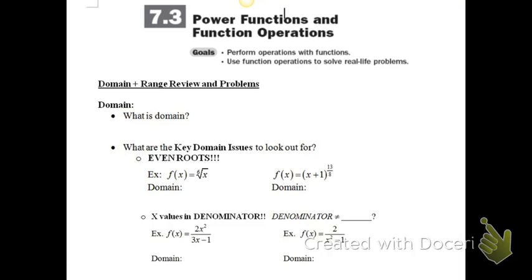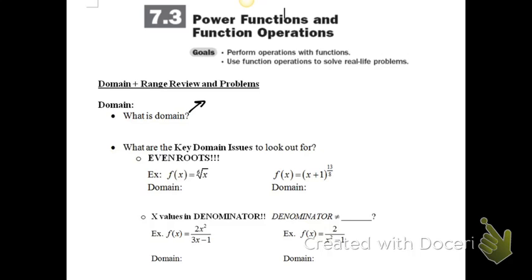In this video, we're going to talk about power functions and function operations. But before we do that, we're going to review a little bit of important information concerning domain and range. To start, domain, we have to remember what in the world that is.